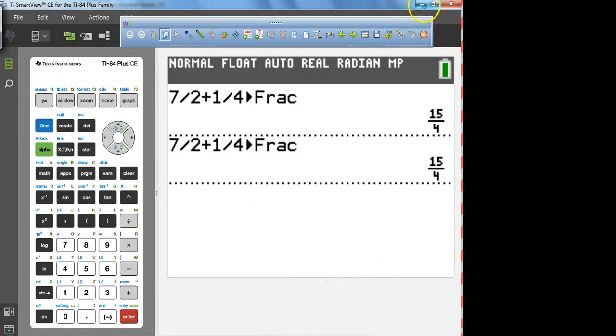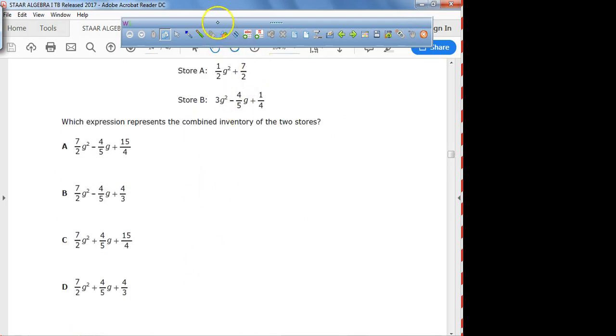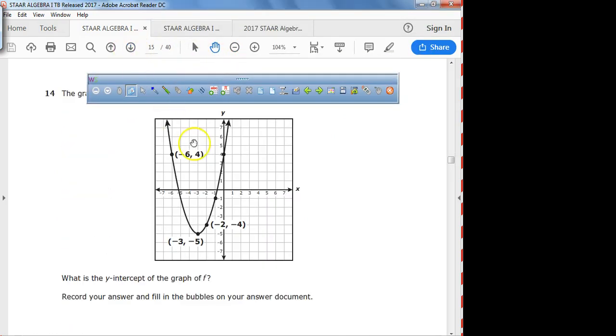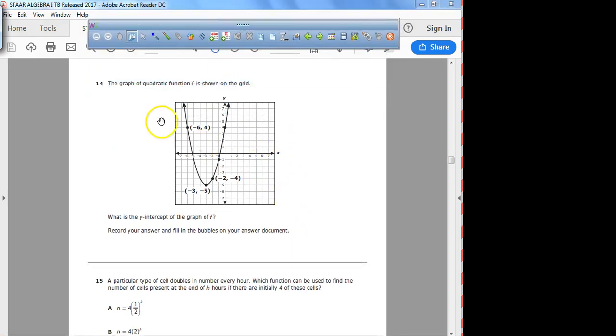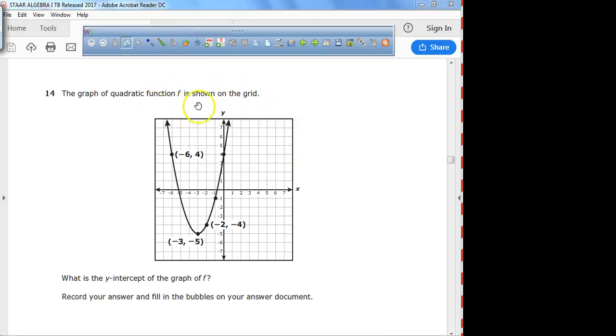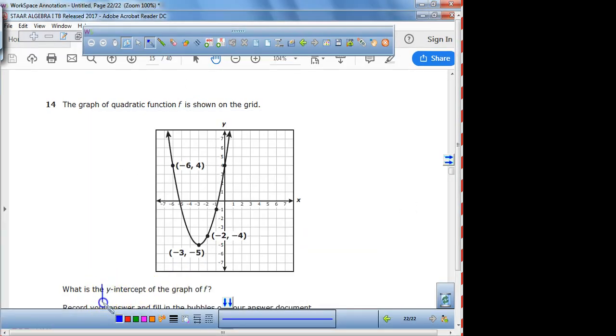Okay, let's go down to the next page. They really like to use lots of pages here. Okay, here we go. Let's see what this asks us to find. It says the graph of a quadratic function is shown on the grid. What is the y-intercept of the graph of f? I love it.